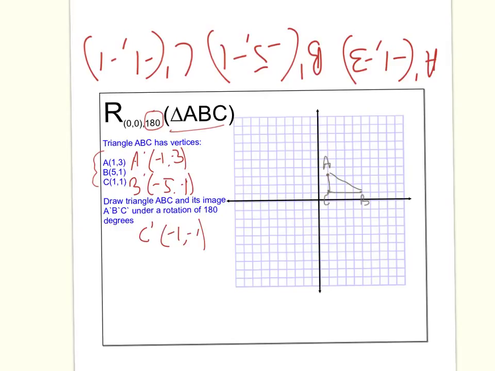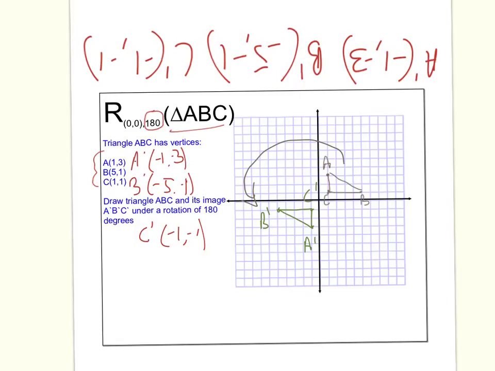So the first thing I'll do is plot those. -1, -3 for A. -5, -1 for B. B prime, that's A prime. C prime was -1, -1. And I could draw my triangle. And there you see a rotation of 180 degrees, again, counterclockwise.